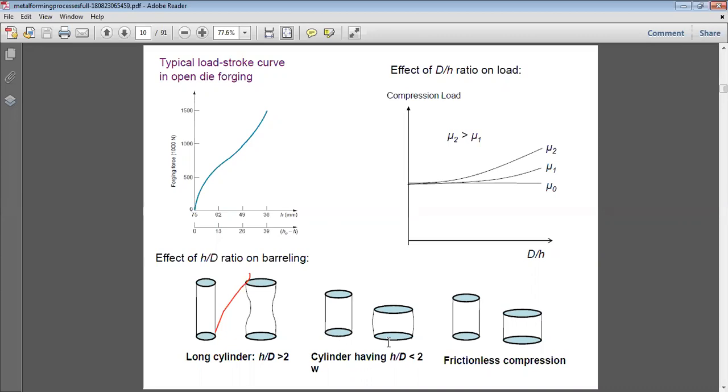So more of the shape of concave and convex is given when the height to diameter is greater than 2. Then only concave when it is less than 2. And for the frictionless compression, it is a straight line on both sides, meaning uniform deformation or homogeneous deformation is taking place when there is no friction. But this is considered in ideal conditions, as ideal conditions don't exist. So in the actual conditions, the bulging, or the barreling effect, will be taking place.